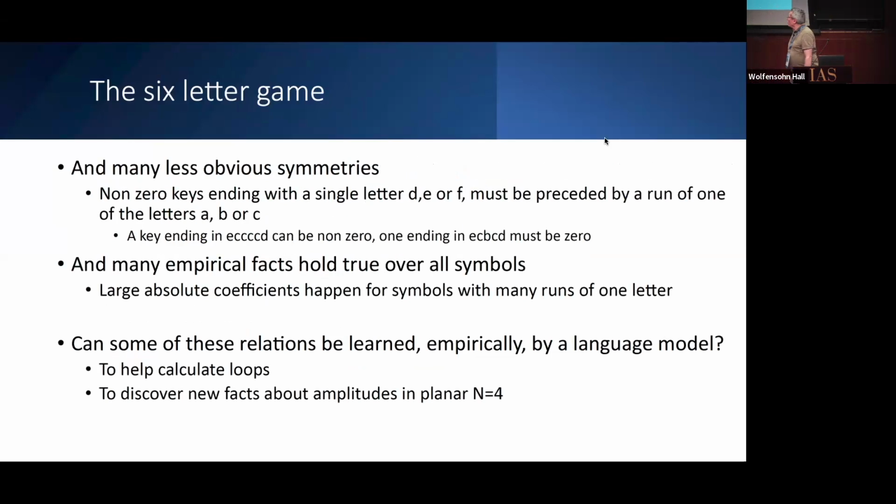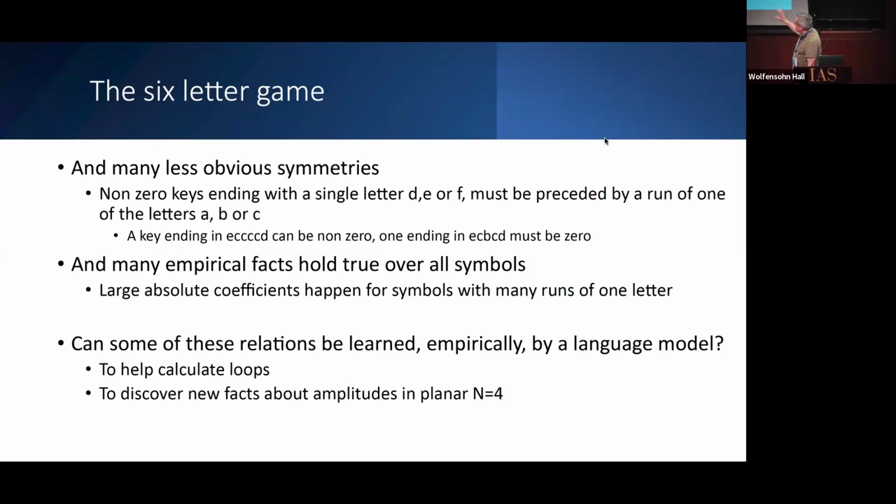There are also a lot of less obvious symmetries. For instance, if you look at non-zero keys that end with just one letter, D, E, or F, they must be preceded by a run of just one of the letters A, B, or C. So you can have a key ending with ECCCCD, which could be non-zero. But if it was ECBCD, it must be 0, no matter the loop. I don't think there's a theoretical reason for that, but it's been observed on all keys that we have until loop 8.